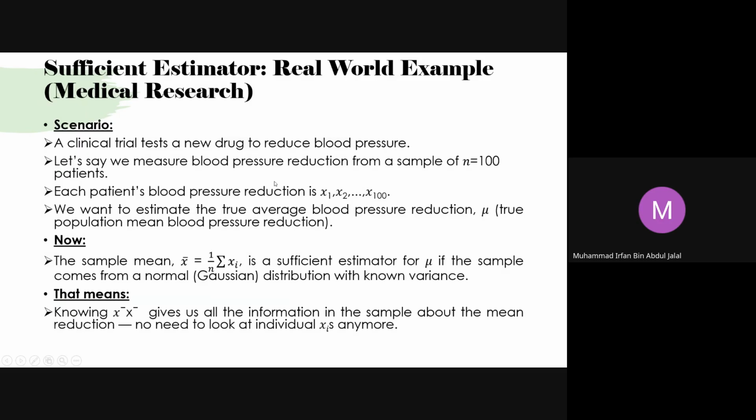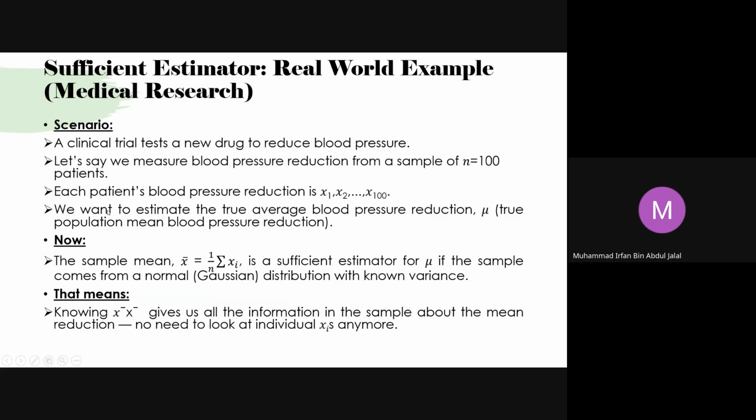Maksudnya bila kita bagi drug tu, kita bagi ubat tu, let's say we measure the blood pressure reduction from a sample of N=100 patients with high blood pressure, for example. Berapa dia punya penurunan tekanan darah tu. So setiap satu patient tu kita ada penurunan blood pressure dia. Mungkin yang ni turun 10, yang ni turun 5, yang X3 ni pula dia turun 12, yang another one turun 14, turun 20 pun ada, mungkin turun 6 pun ada, sampai lah X100 tu mungkin turun 4 mm mercury lah, dia punya tekanan darah tu turun.